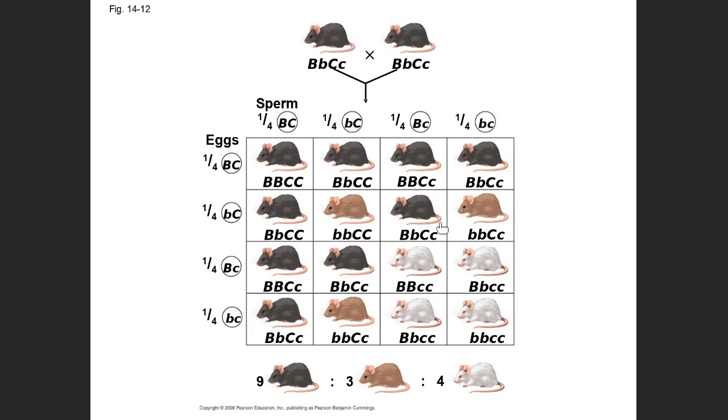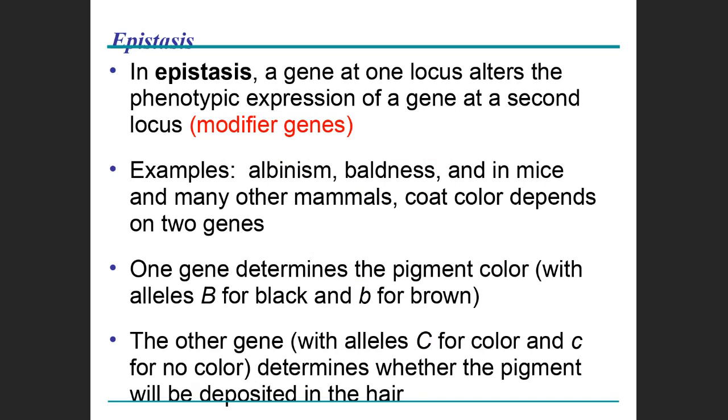So again, this is not something that Mendel could ever have imagined would happen, but we have cases where the expression of one gene affects the phenotypic expression of another gene. So any questions on this? Right, so remember, epistasis, one gene is affecting the phenotypic expression of another gene.